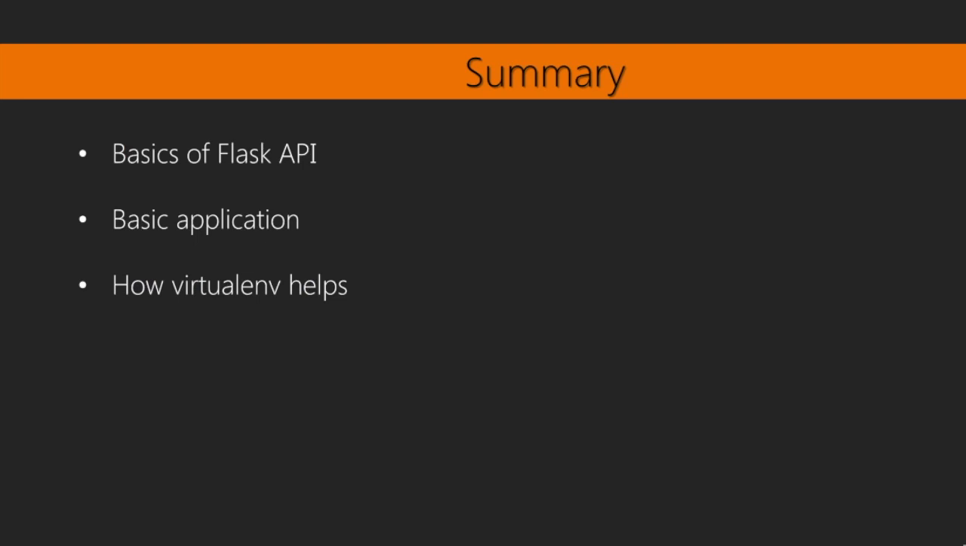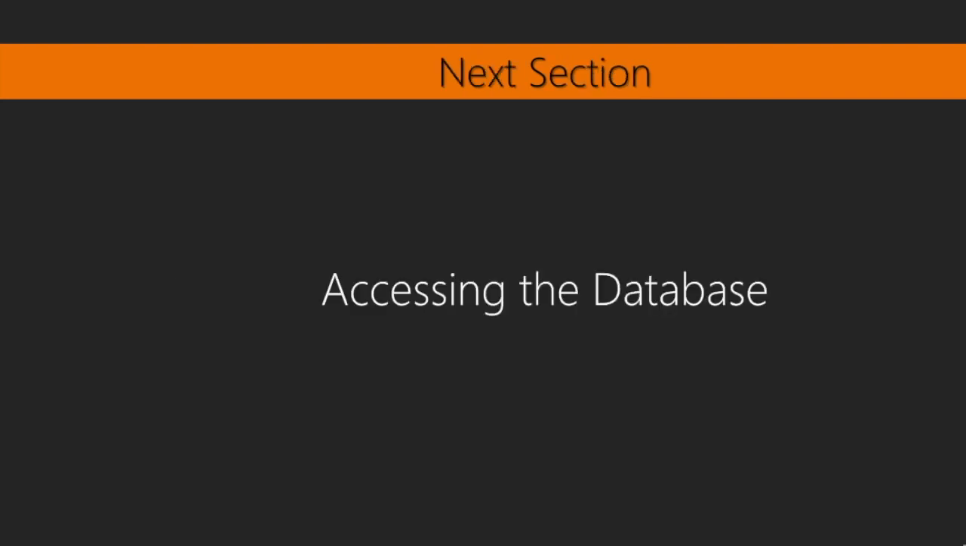Great! That rounds out the first section of this course. So far, we have seen the Flask API and created a basic application. We also saw how Virtualenv helps in dependency isolation. In the next section, we will start connecting our application to the database.